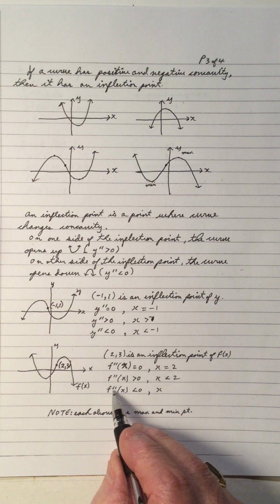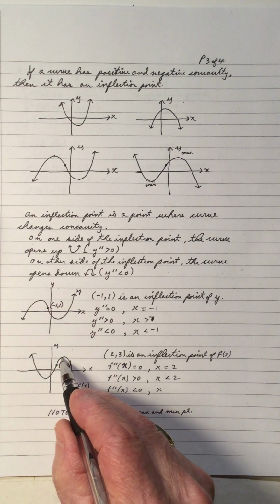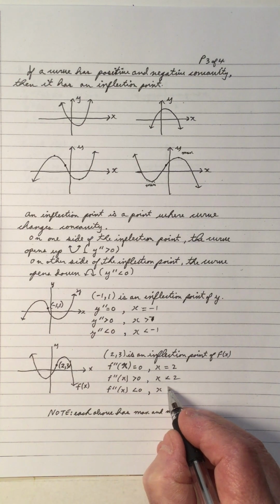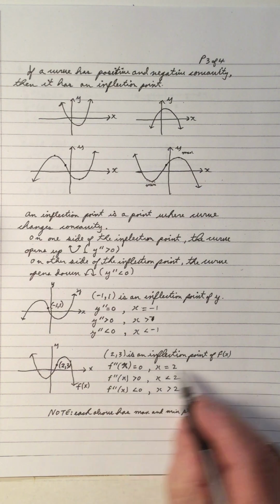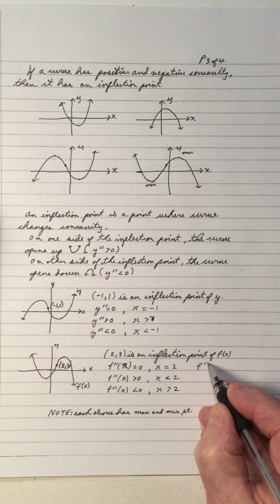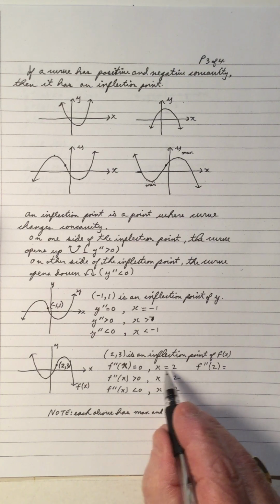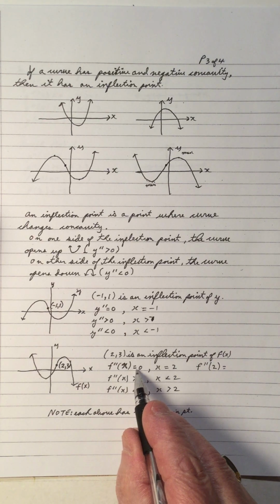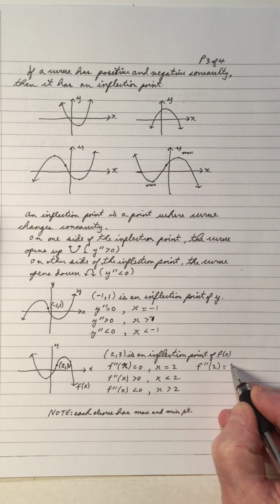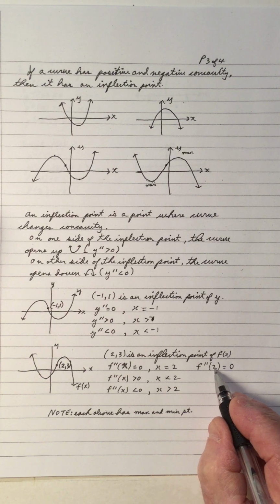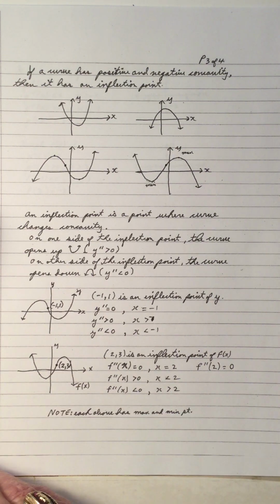And when f double prime of x is less than 0, it is negative, open downward, that's on the right side of the 2. Another way to write this is f double prime of 2. So when x equals 2, f double prime of x equals 0. Another way of saying that is f double prime of 2 is equal to 0. So when x is 2, the double prime is equal to 0. That's when you have this inflection point.